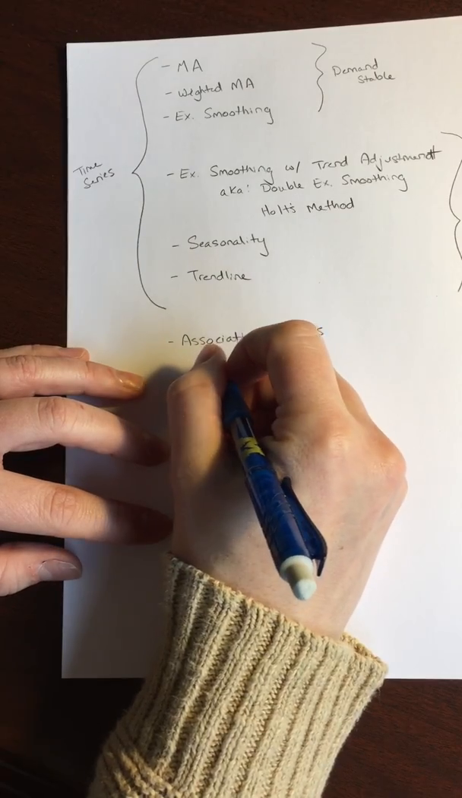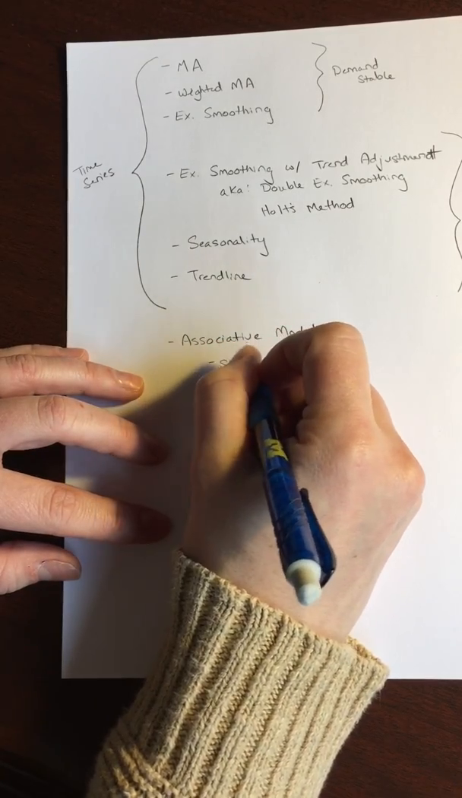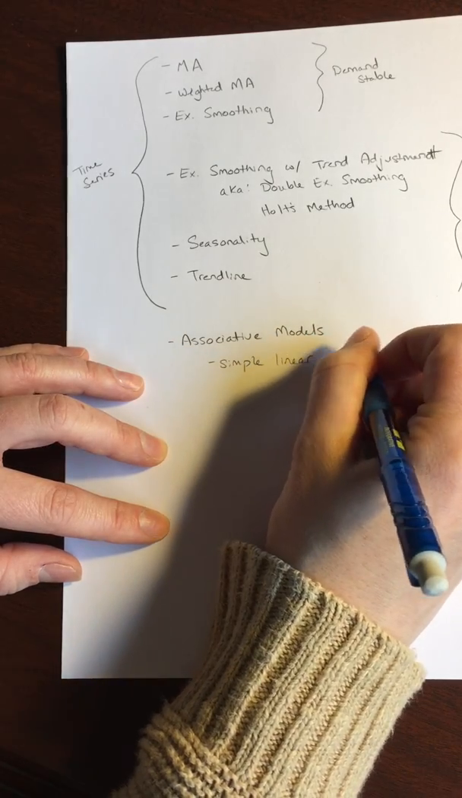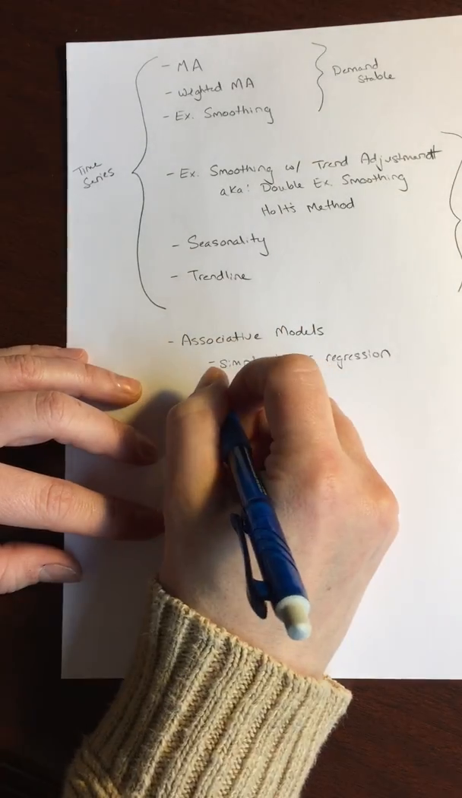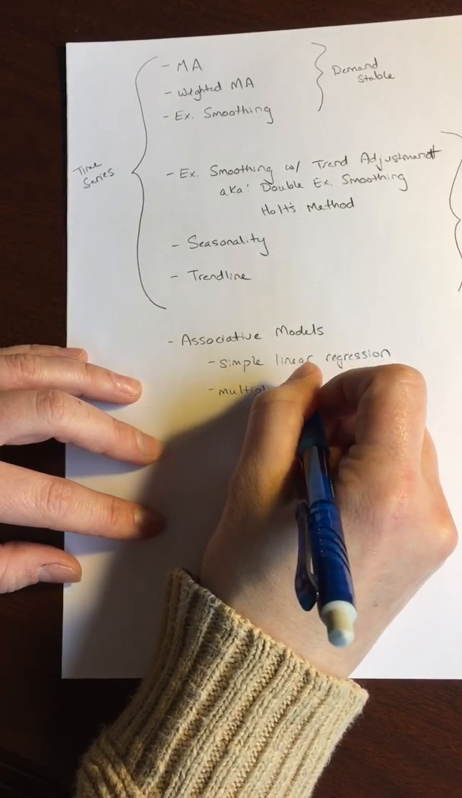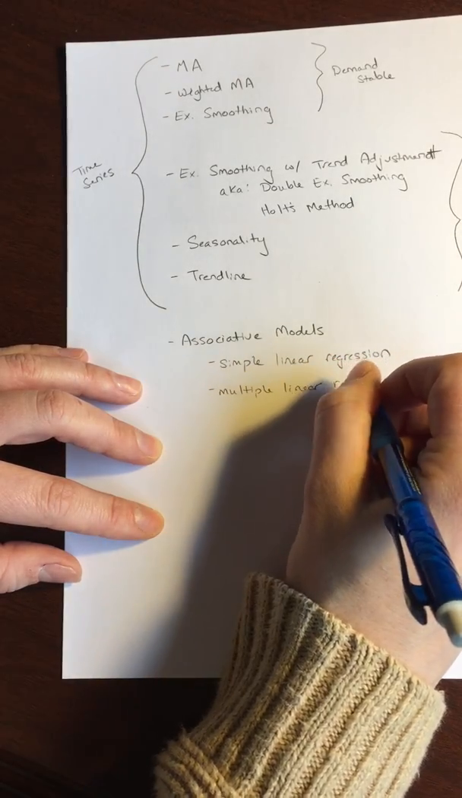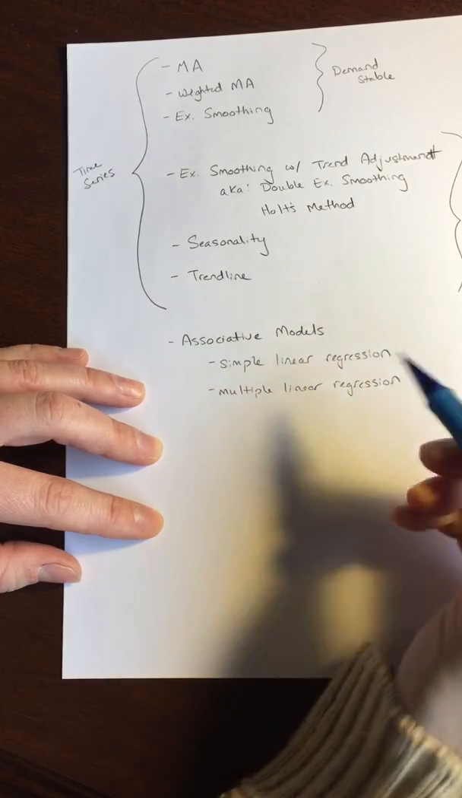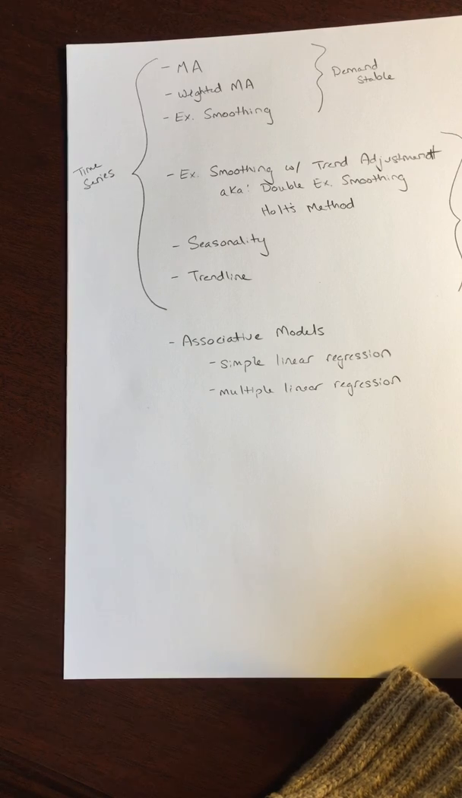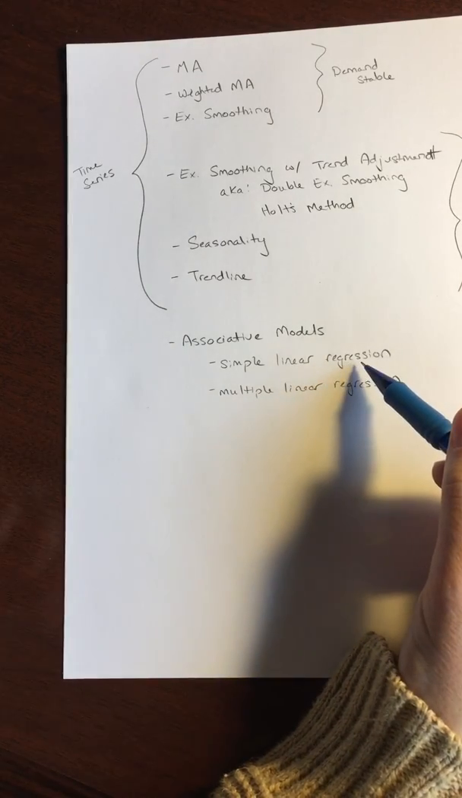So we would do this using either a simple linear regression or we would potentially have a multiple linear regression. And we would use a simple linear regression if there's really only one other variable that is helping us to figure out or predict what our forecast would be.